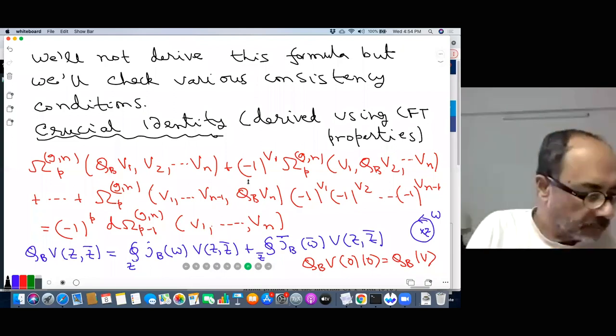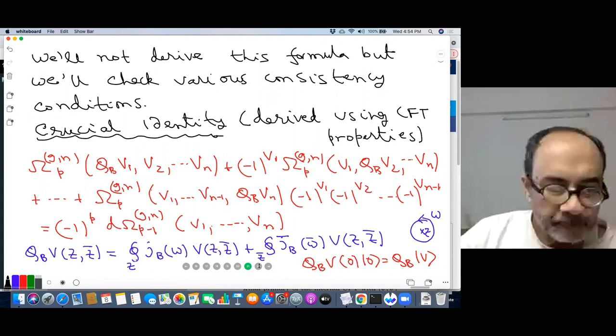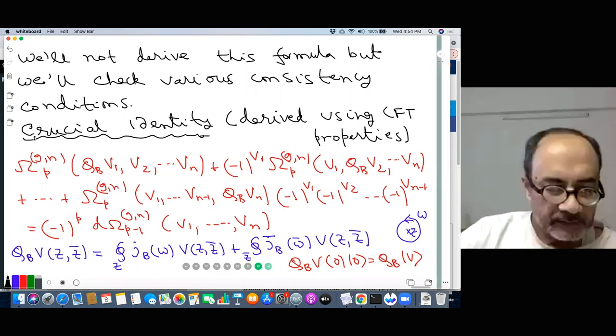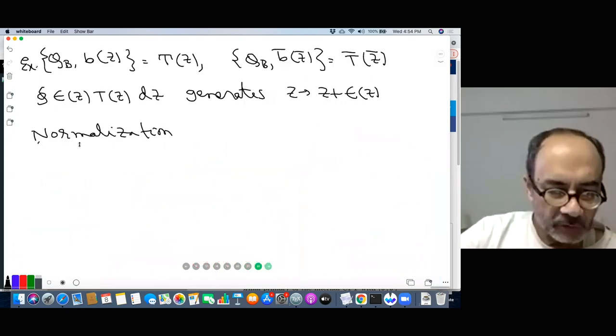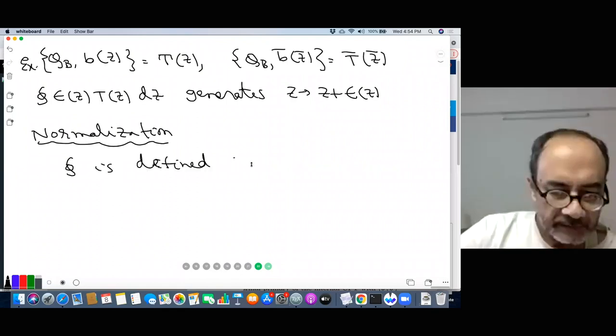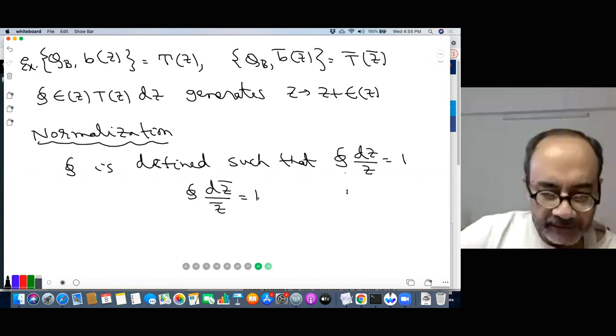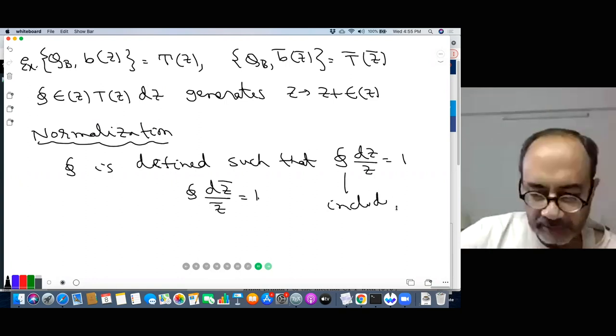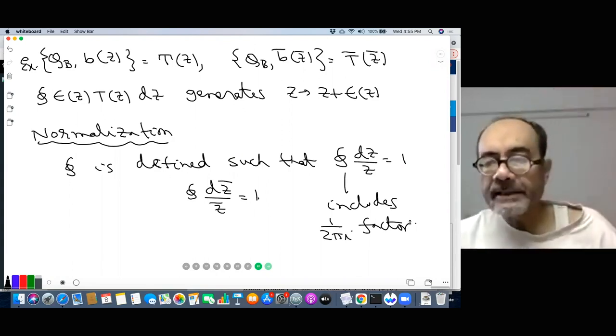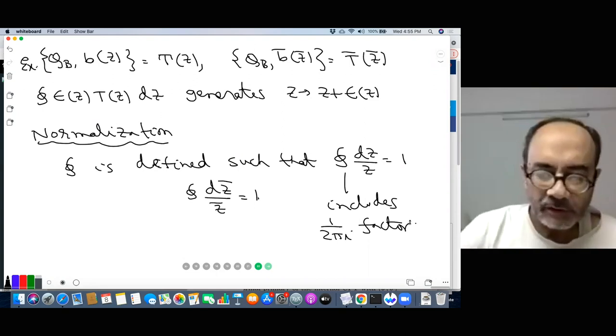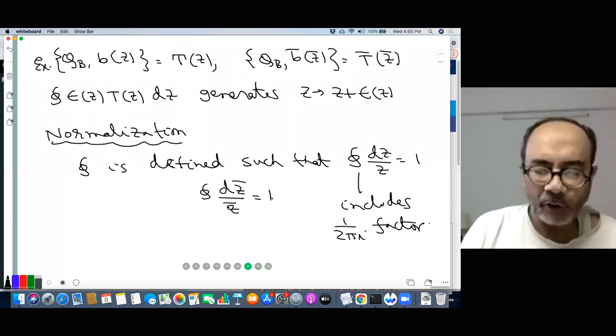The other point I want to emphasize is the normalization of this integral; I have introduced it earlier also. The integral is defined such that integral dz over z is 1 and integral dz bar over z bar is 1. That's the normalization, which means that this includes a 1 over 2 pi i factor. In the rest of today's lecture, I'll now show how we can use this identity to make some consistency checks.